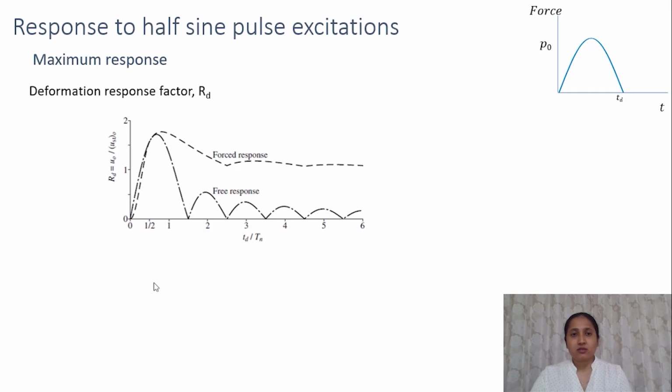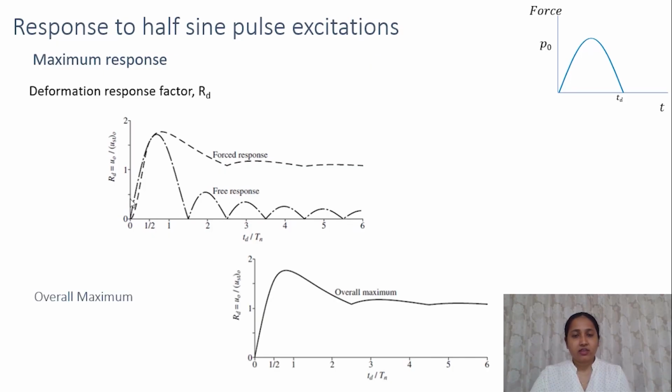This is also known as a shock spectra or a response spectra for this pulse excitation. And we can find the overall maximum. That would be the envelope of both these curves, that is, the maximum values of both these curves. So the overall maximum is this. For any value of Td by Tn, we can find the maximum response.